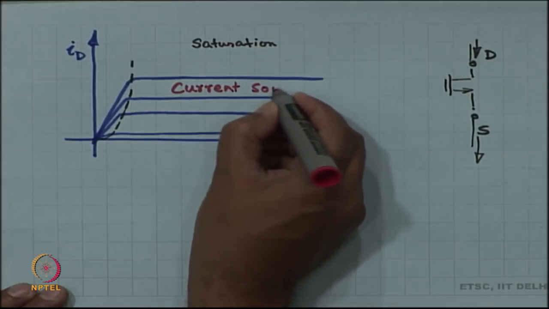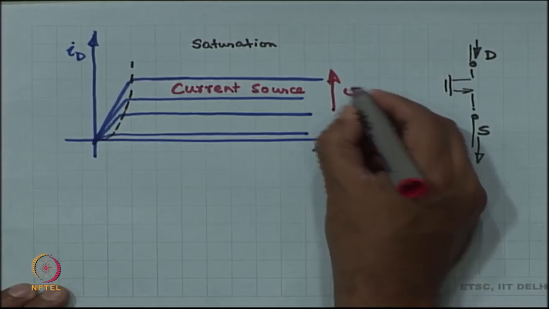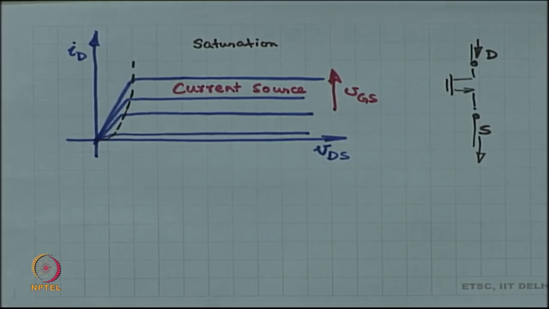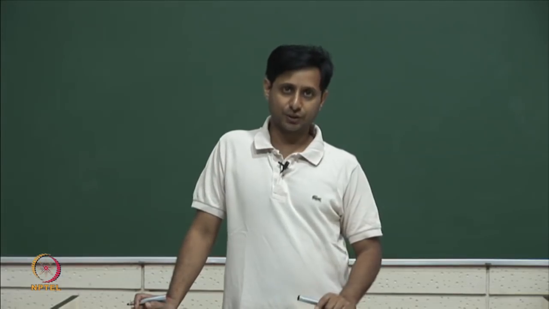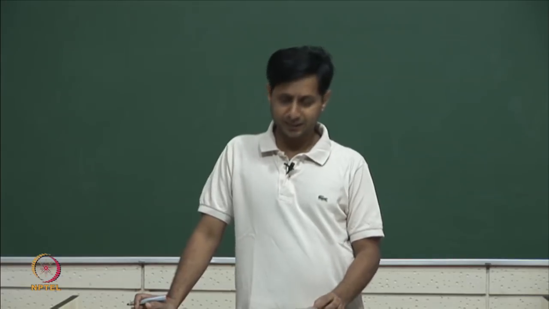It happens to be controlled by the voltage VGS, right. For different values of VGS, I get different values of the current, but otherwise fundamentally it is a current source, because I can change drain to source voltage, it does not change, the current does not change. Okay. So, this is the ideal MOSFET.